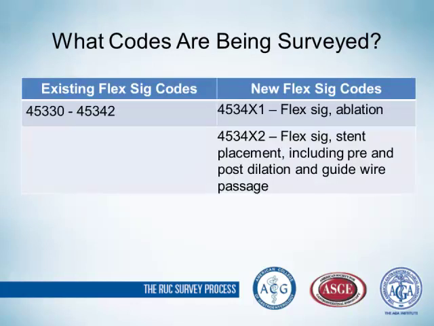Well, the existing flexible sigmoidoscopy codes in the series of 45330 through 45342. There are 2 new codes, 4534X1 for flexible sigmoidoscopy with ablation, and 4534X2 for a flexible sigmoidoscopy and stent placement, which includes pre- and post-dilation and guide wire passage.